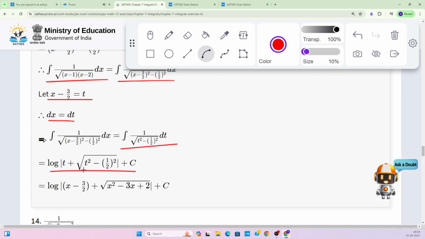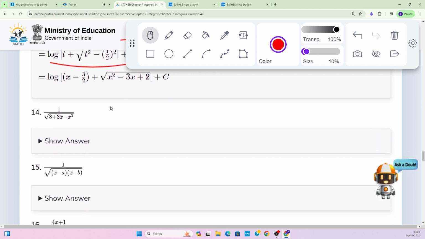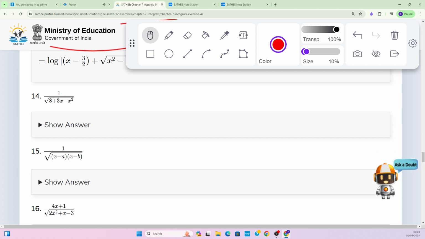So your final answer will be, in terms of x, log of modulus x minus 3 by 2 plus root of x square minus 3x plus 2. I hope you are getting how we are using the completing square method. Let me show you the solution for the 14th problem.